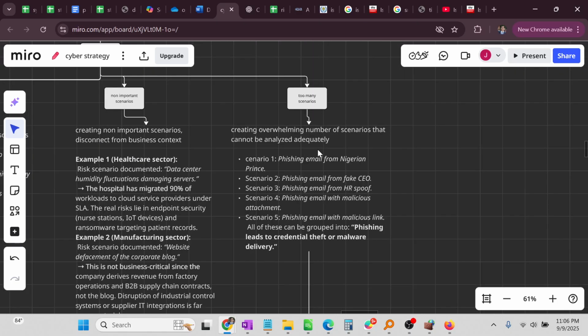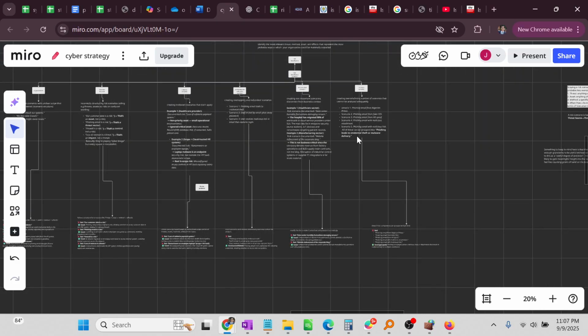Too many scenarios could be an overwhelming number of scenarios that cannot be analyzed adequately. For example, you're doing semi-quantitative or qualitative analysis, and you want to base your decisions on some data, even if it's qualitative, and you're creating like 100 scenarios, it's hard to do this accurately. So just focus on scenarios that truly matter. Don't be too detailed, with too many scenarios. Just focus on scenarios that truly matter.